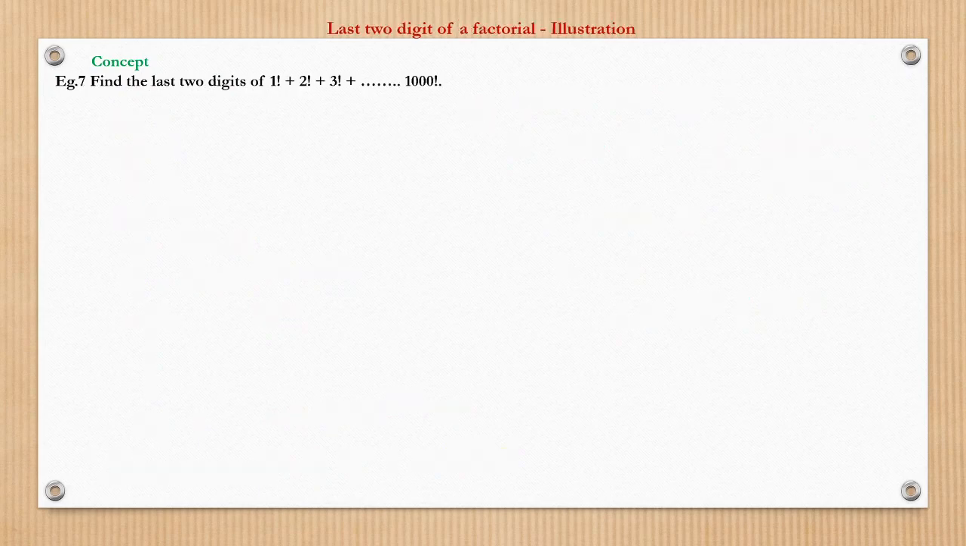Now we will see the last two digits of a factorial. That is also a similar concept. In remainders we have seen that the unit digits and the last two digits also repeat, and how to find that. Through this example we try to understand the last two digits of a factorial. The question is 1 factorial plus 2 factorial plus 3 factorial, and so on up to 10,000 factorial. Let me explain the concept here first.